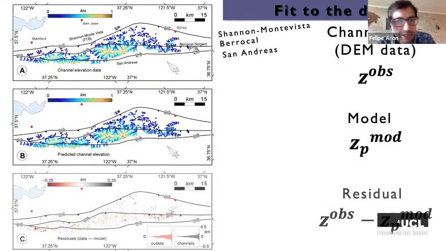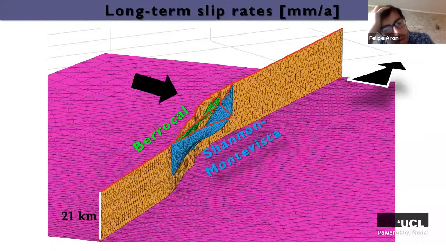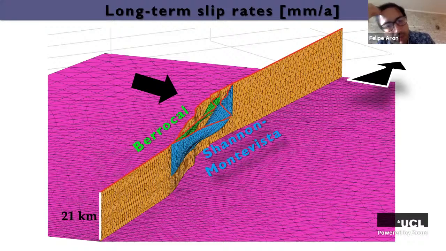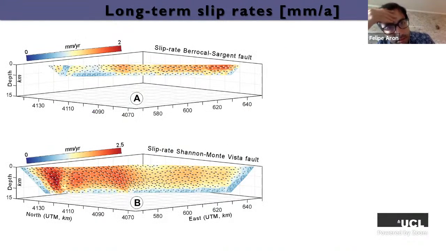And next. So that's the observation channel elevation, and the area on the top, and then in the middle is the model, and then the residual is down there. And then more appealing for this workshop, go to the next slide, please. We're going to see an inclined view of those faults here. Next slide. And the slip rates that we obtain are those.